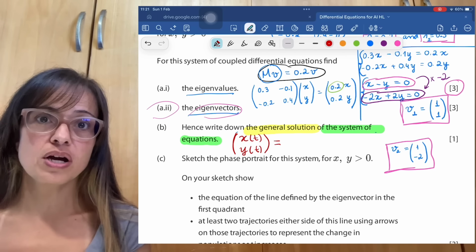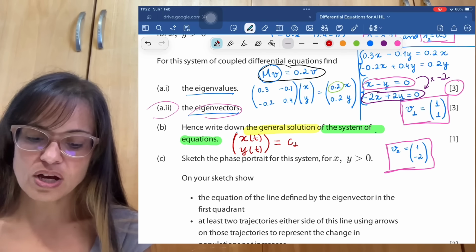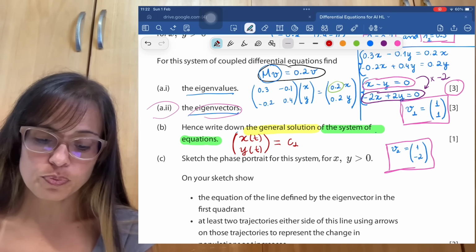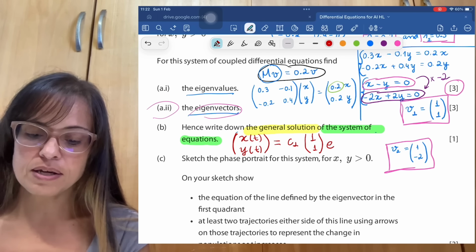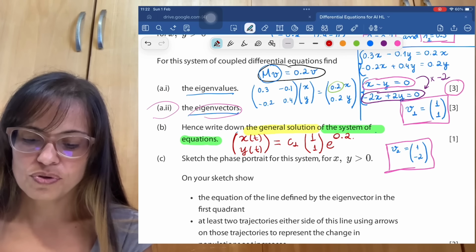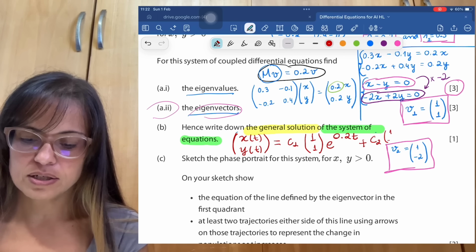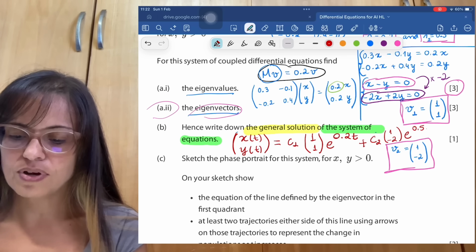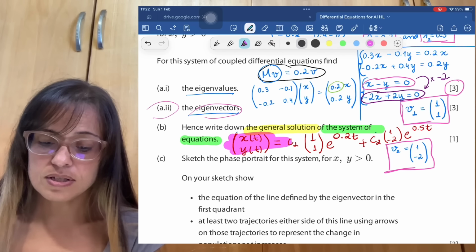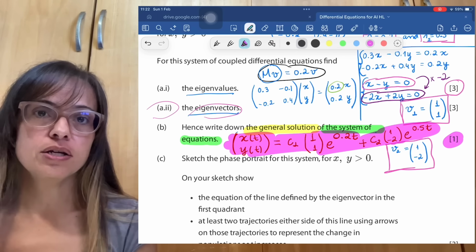You have to write them as a vector x of t, because you are going to have a constant that you need to find at some point, but then the eigenvector comes here, multiplying the exponential with the eigenvalue in the exponent. And of course, you have to add a second term exactly like that for the second eigenvalue and eigenvector. This is the general solution that he asked for, okay? This is only 1 mark. He's just checking if you know this.